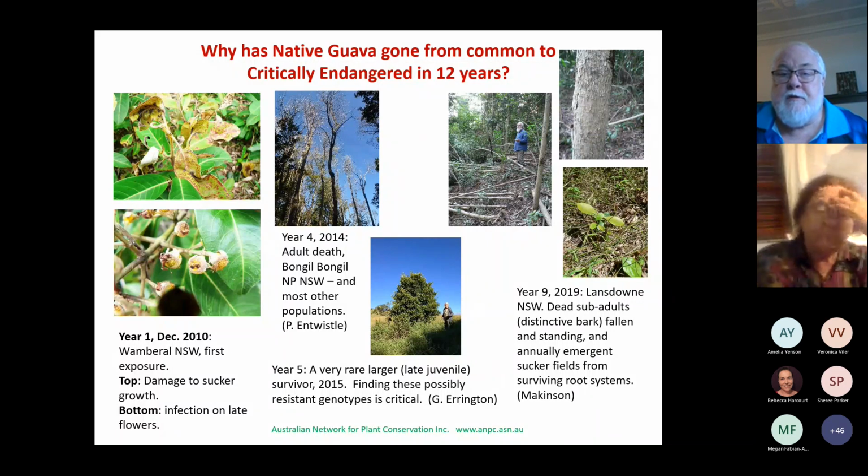But the root systems of native guava, unlike some of the other host species, hang on and push up these little suckers every year, annual suckers. That seems to be getting just enough photosynthesis back into the root system that it can do it again next year, but they get hit by myrtle rust quite quickly and die back. They don't usually get to more than a metre in height.